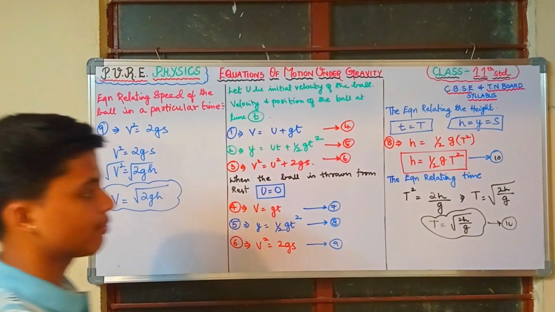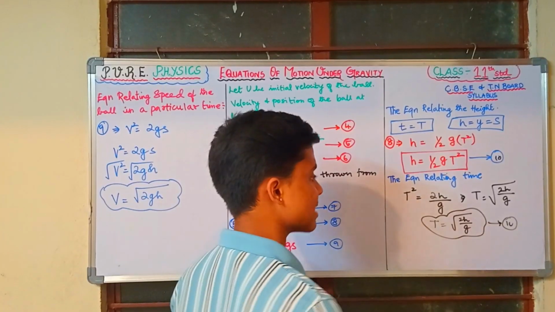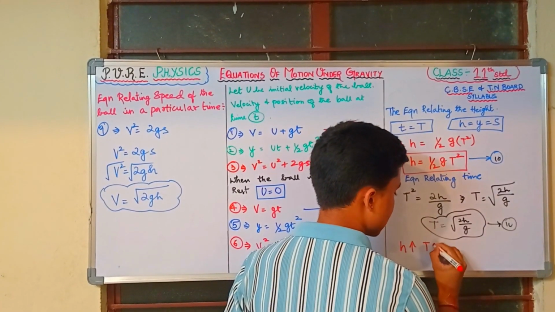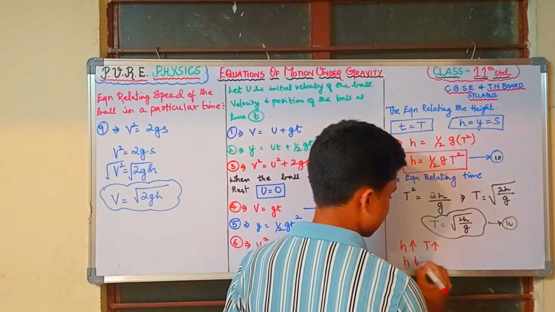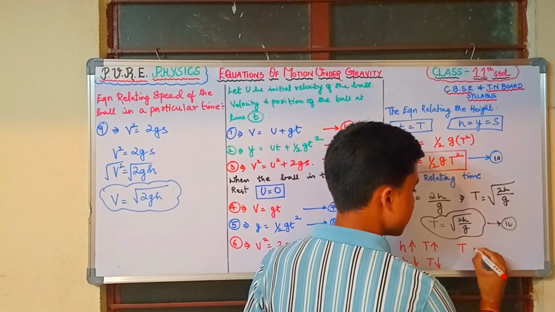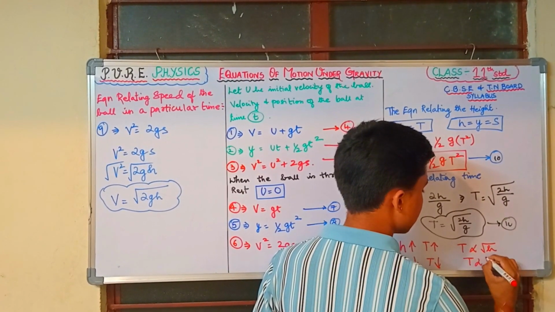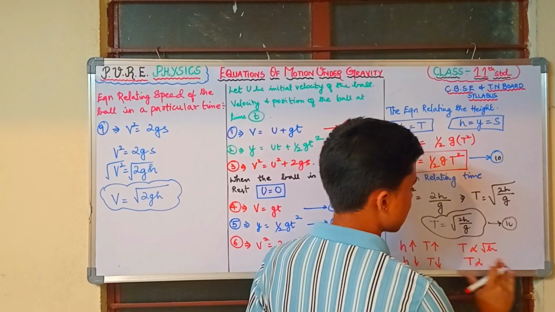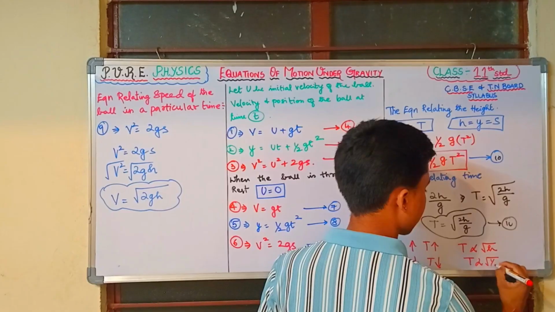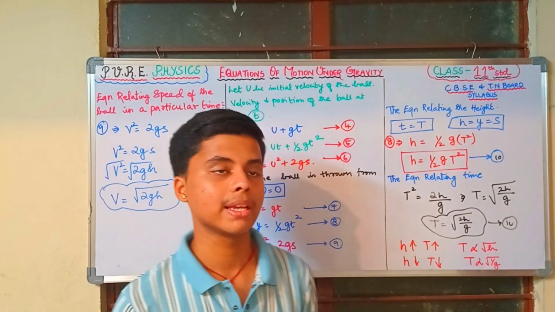Okay. So from this 11th equation, I can conclude that as height increases, time also increases. As height decreases, time also decreases. So therefore I can say time is directly proportional to square root of height, and time is inversely proportional to square root of g. A clear thing about this inversely proportional.